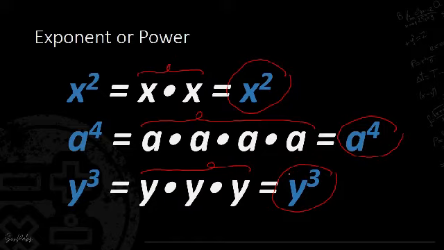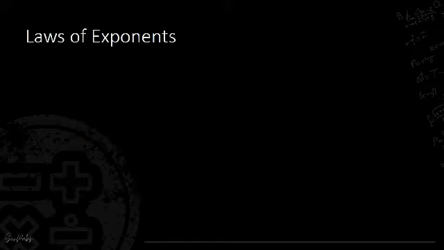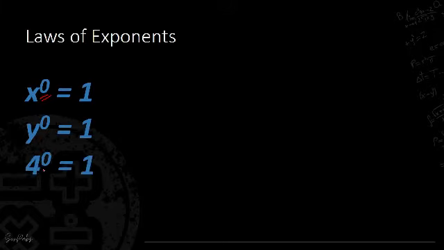So now we will proceed with the laws of exponent. Okay, so we have the first law of exponent, and that is the law of zero exponent. Any number or any variable raised to the 0 power is always equal to 1. So x to the 0 power is equal to 1. Example, we have y to the 0 power, that is equal to 1. 4 to the 0 power is equal to 1. And then a to the 0 power is equal to 1.